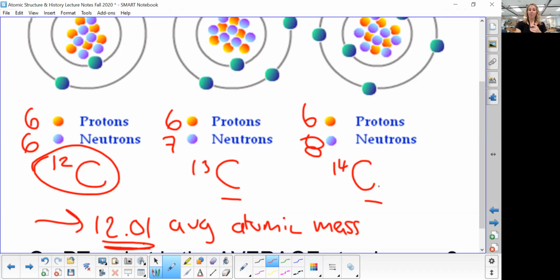So that ends this presentation, and you should be able to solve atomic and nuclear notation problems with this, as well as understand isotopes and why we don't use the average atomic mass.